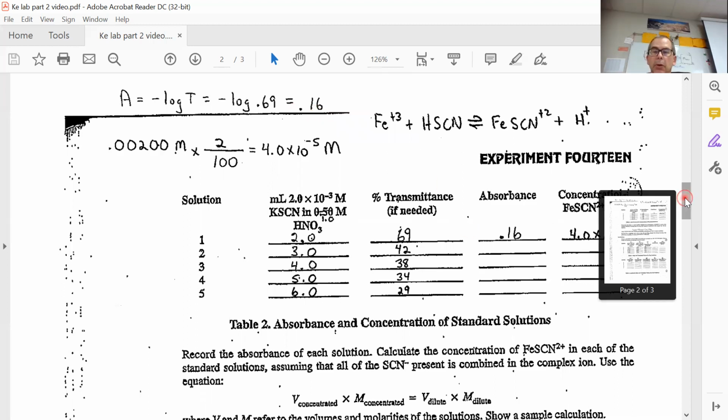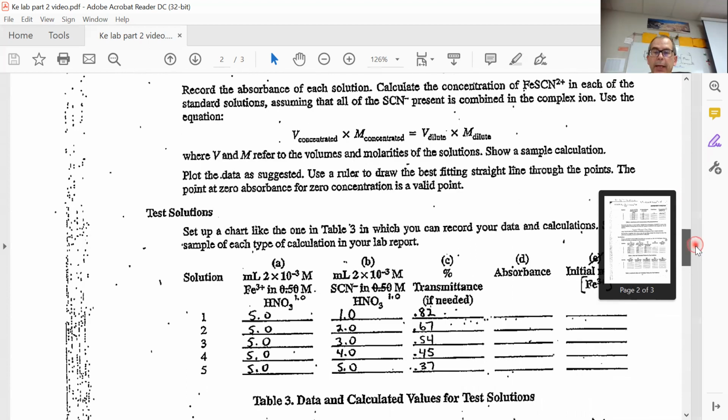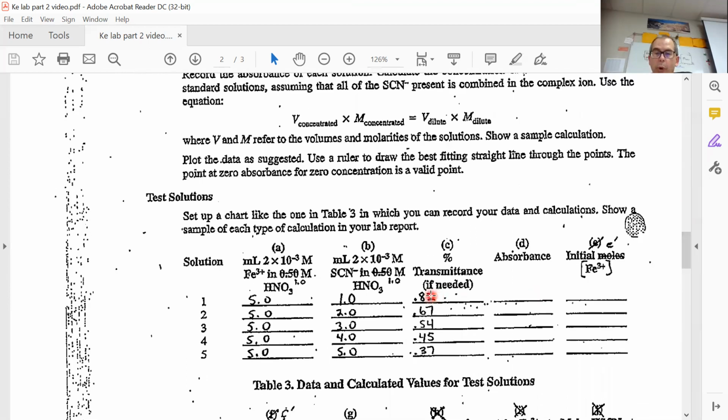Be careful with the data table. Notice this 0.82 is not a percent, it's actually 82%. And then I already put it in decimal form here. So apologize for that. The percent would actually be 82%, and then I put it in decimal form. Okay, go back and calculate your absorbance.